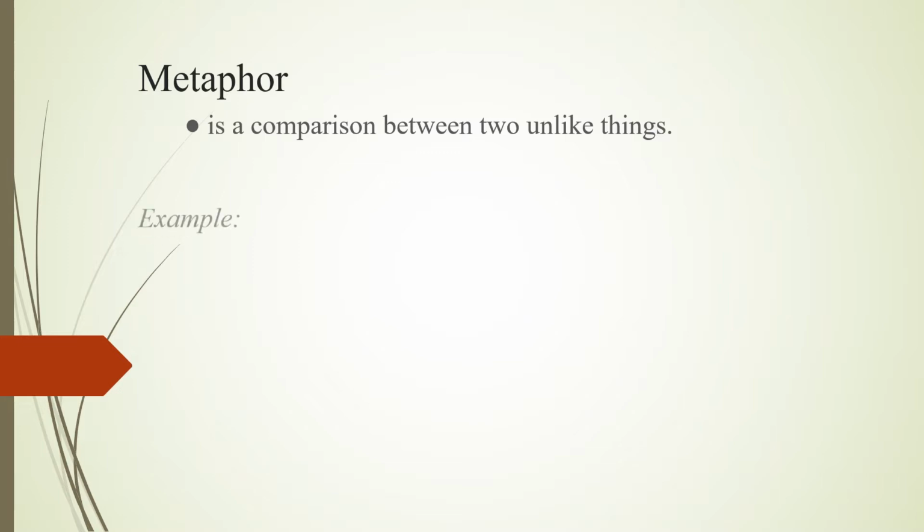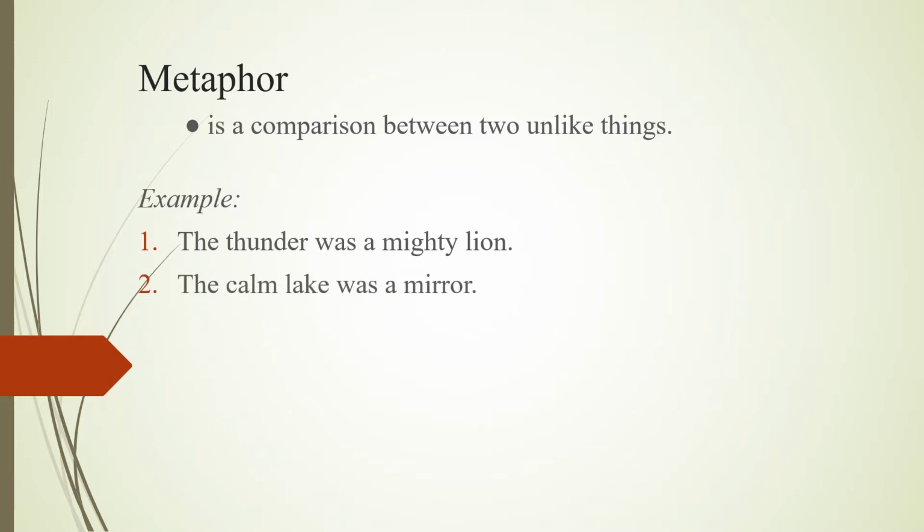We have the metaphor. Metaphor is a direct comparison between two unlike things, and it doesn't need to use the term "like" or "as." Examples: the thunder was a mighty lion. Thunder and lion were directly compared because they are both terrifying, especially when they roar. Number two, the calm lake was a mirror. The calm lake was compared to a mirror, for it produces reflection.